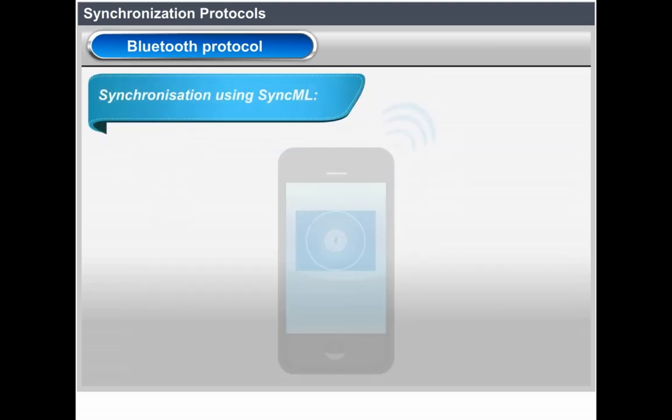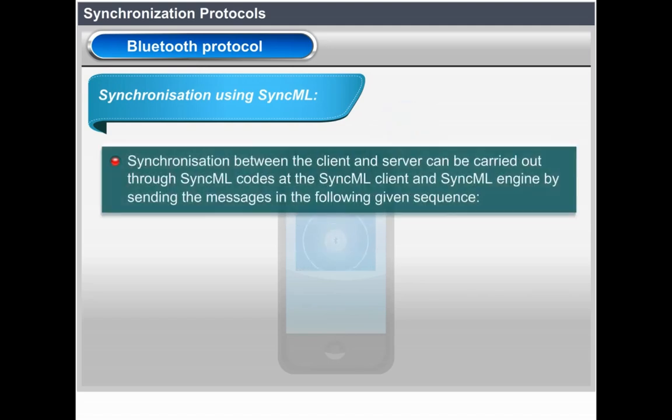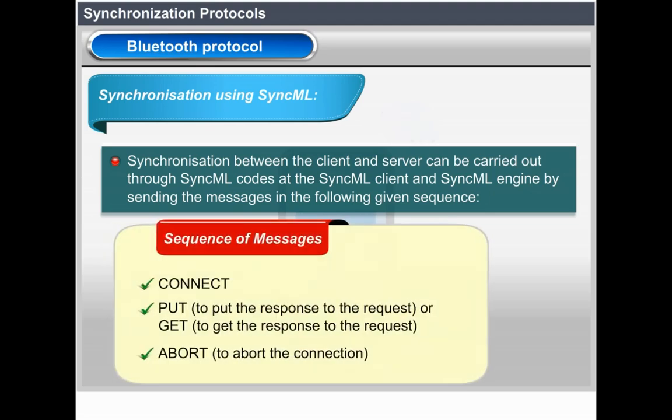Synchronization using SYNC-ML. Synchronization between the client and server can be carried out through SYNC-ML codes at the SYNC-ML client and SYNC-ML engine by sending the messages in the given sequence. Sequence of messages: connect; put, to put the response to the request; or get, to get the response to the request; abort, to abort the connection.